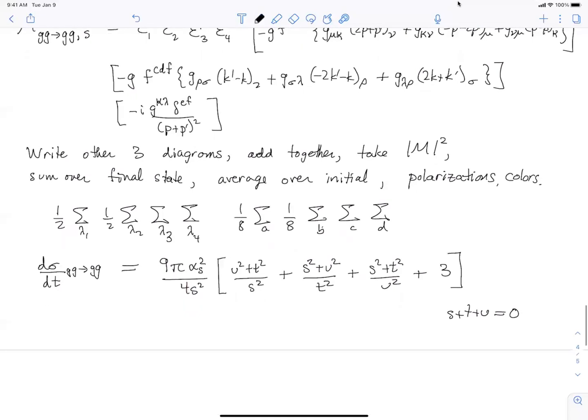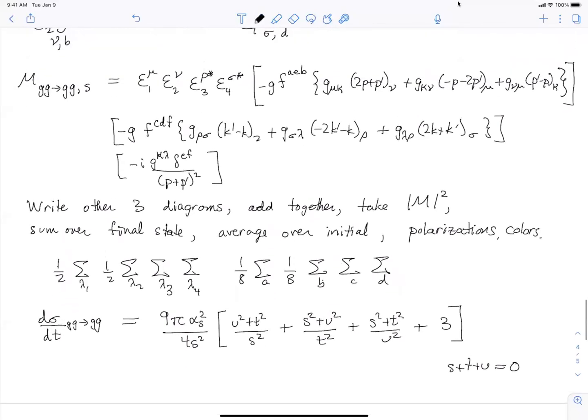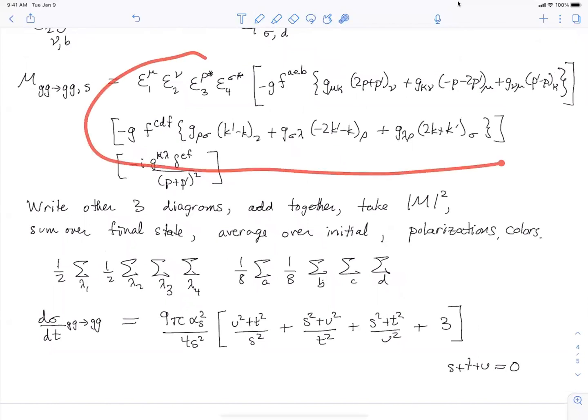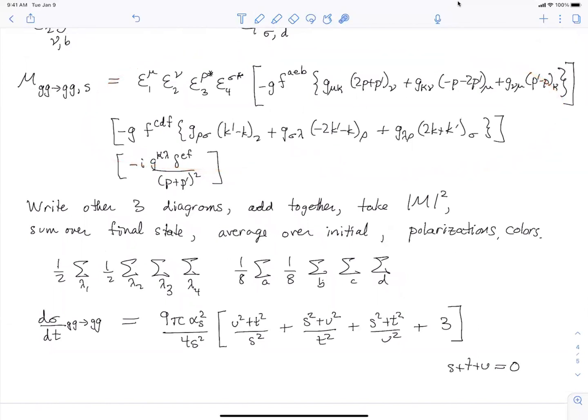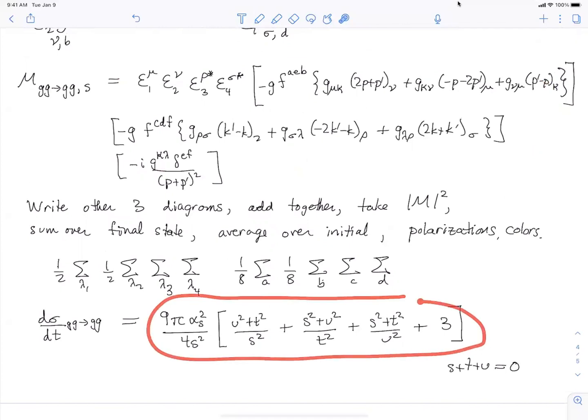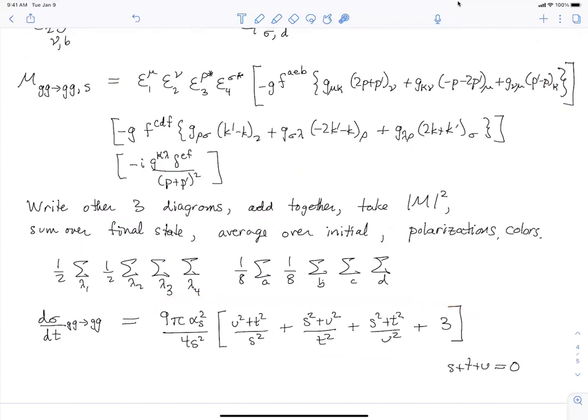So anyway, it's kind of remarkable. You have this horrible expression. This is just part of it. You got 3 more things that are equally complicated. You add them all together, do a bunch of algebra, and the answer is so simple that you can just write it down on one line like this. It's kind of amazing.